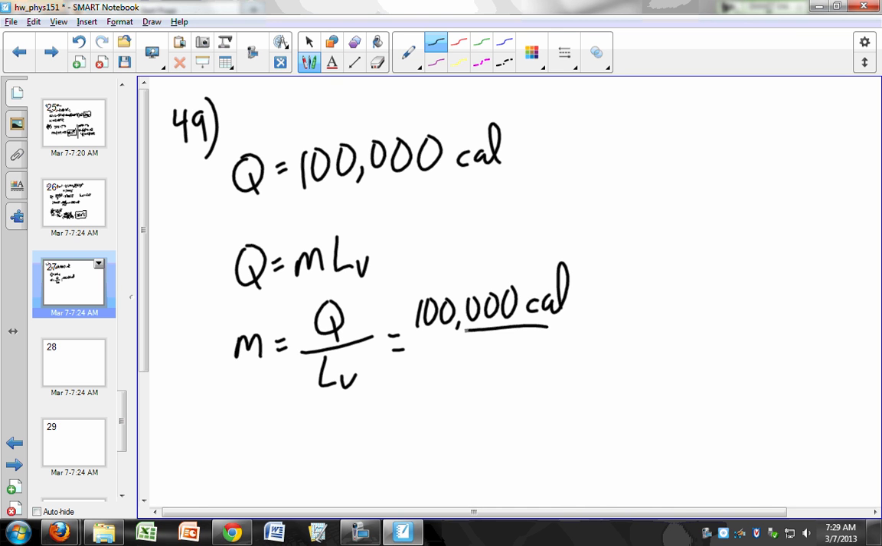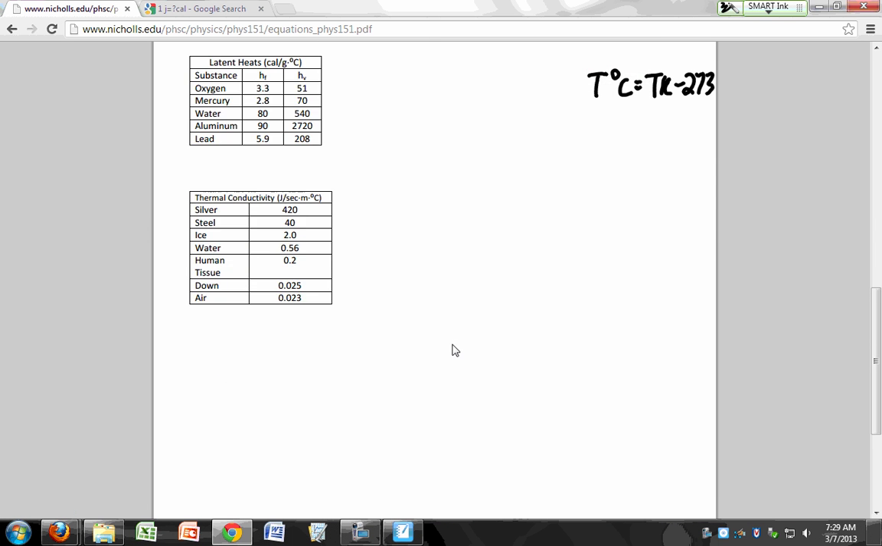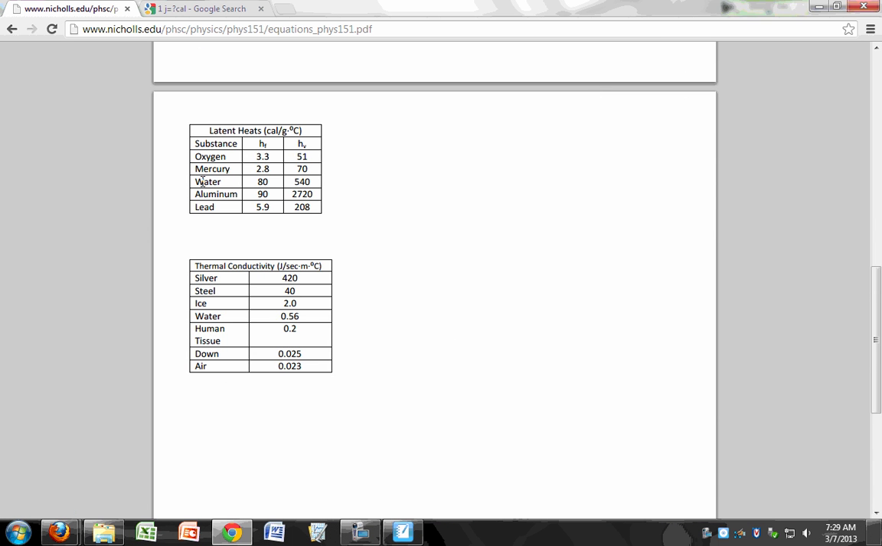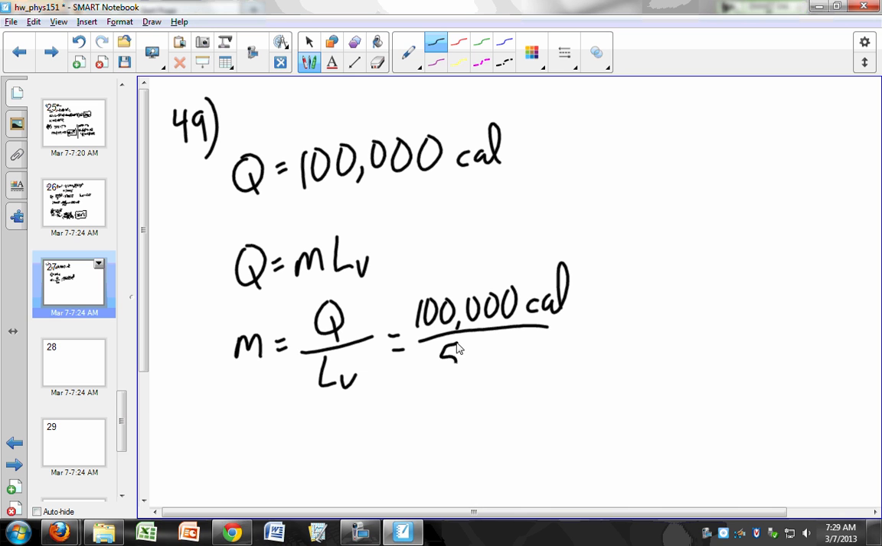calories. Let's go back to my table and get the latent heat of vaporization for water. Here's water. I need the latent heat of vaporization, 540. And this is in calories per gram. So 100,000 over 540. 185 grams. All right, 185 grams of water.